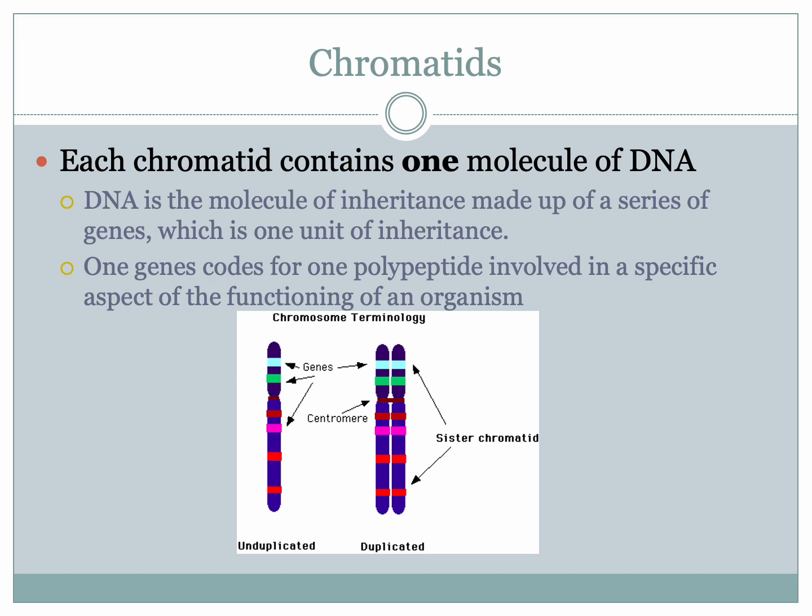DNA is the molecule of inheritance made up of a series of genes, which is one unit of inheritance. One gene codes for only one polypeptide involved in a specific aspect of the functioning of an organism. When you look at the genes found on the chromosome, if this gene represented eye color, then the duplicated pair would both represent eye color. If this was representing curly hair or straight hair, then both of these genes would be the same.